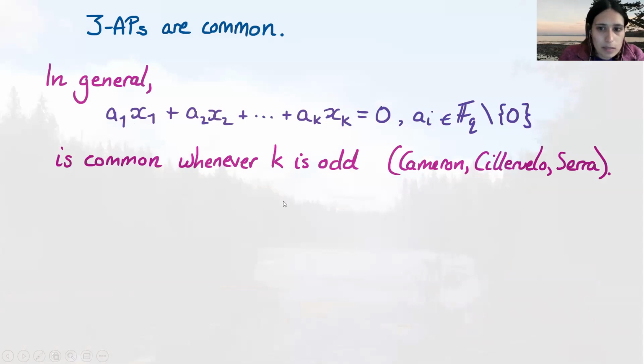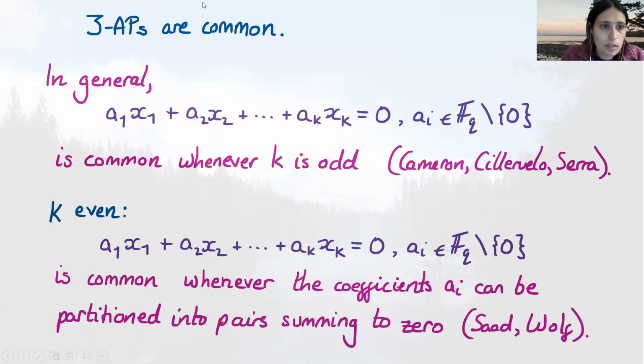So this was an argument of Cameron, Cilleruelo, and Serra. They said, okay, in general, if you're considering a single equation, and k is odd and your coefficients are in your field FQ, but not 0, then this is common whenever k is odd. So that's very, very well understood. And the next question is, well, what about when k is even?